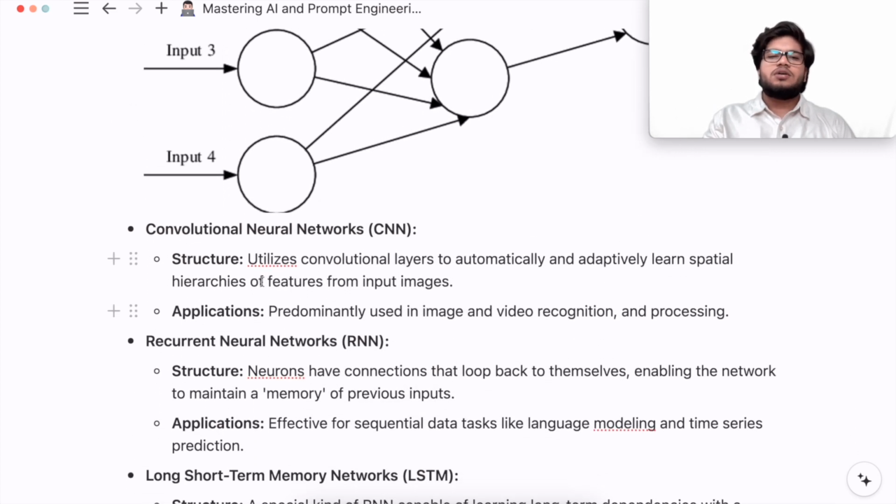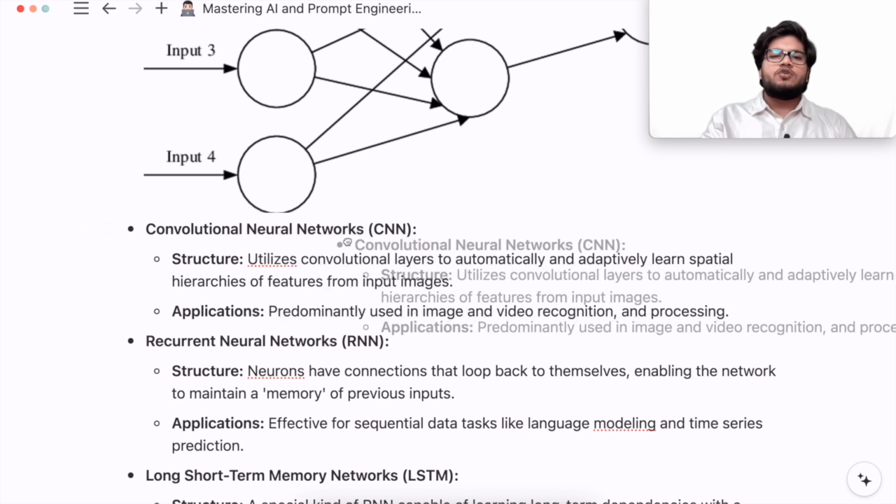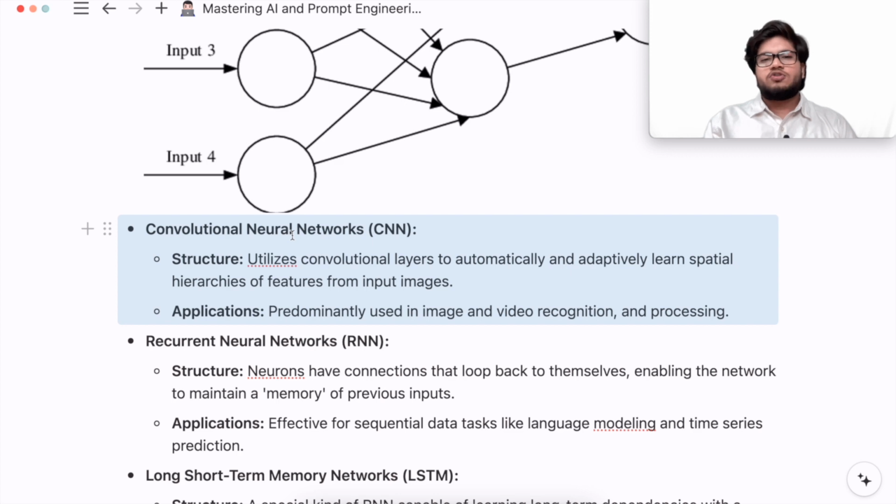Now let us come to the second common neural network architecture, the convolutional neural network, also called CNN. Its structure uses convolutional layers to automatically and adaptively learn spatial hierarchies of features from input images. So what we have to input here is the image. The application of this is predominantly in image and video recognition and processing. So if we are building an AI tool that requires image and video recognition, we will have to use a convolutional neural network, CNN.